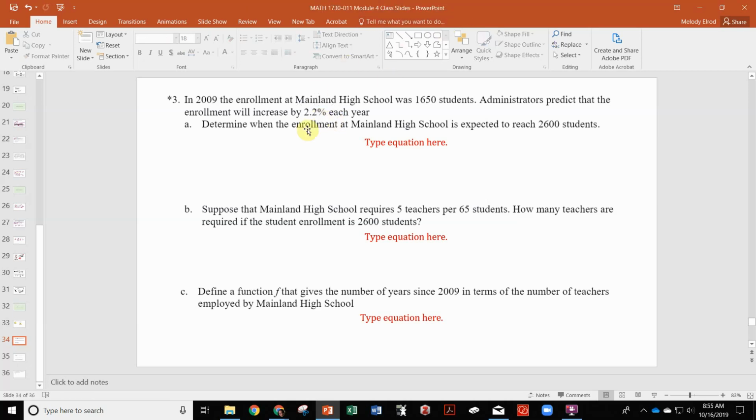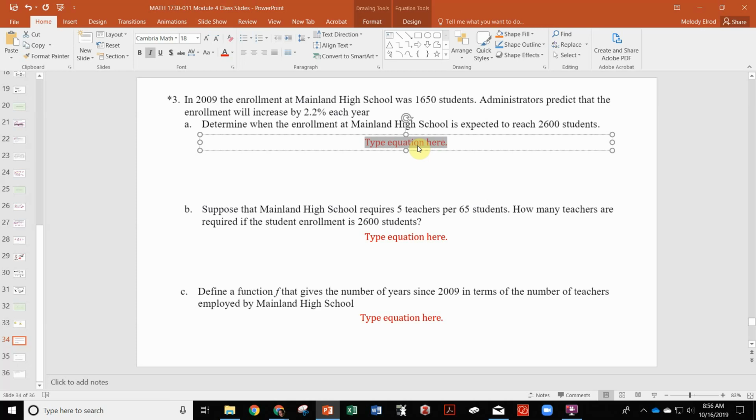This 2.2% is the growth percent change, right? So it's increasing by 2.2% each year, so the percent change is 2.2% in the positive. So determine when the enrollment at Mainline High School is expected to reach 2,600 students. Well, if we wanted to figure out how it's growing, that's an exponential model.